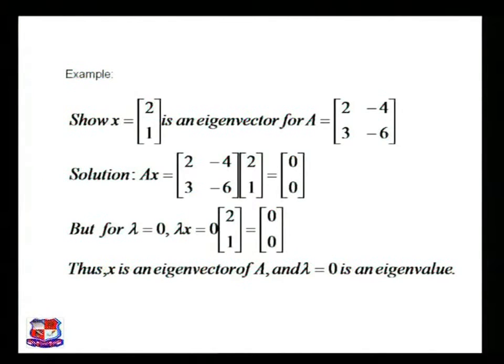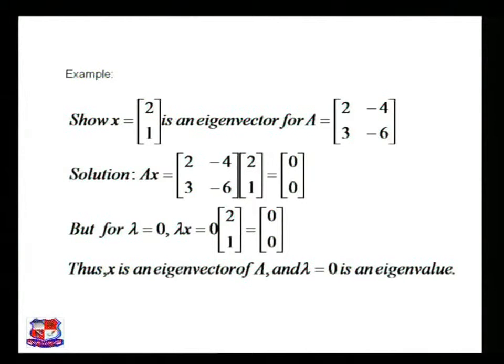If we look at one simple example, the question is to show that x is equal to (2, 1) is an eigenvector for A is equal to [[2, -4], [3, -6]]. To prove that (2, 1) is an eigenvector, we need to prove that Ax is equal to lambda x for some lambda belonging to R. Here Ax is equal to [[2, -4], [3, -6]] multiplied by (2, 1). By matrix multiplication we get (0, 0), since 2 into 2 minus 4 into 1 is equal to 0, and 3 into 2 minus 6 into 1 is equal to 0.